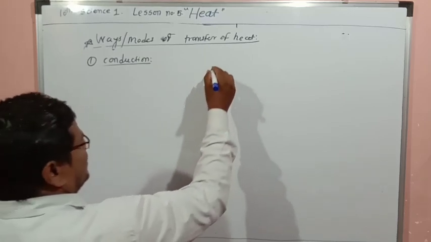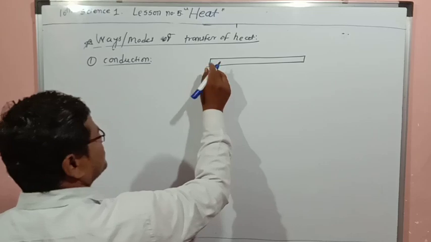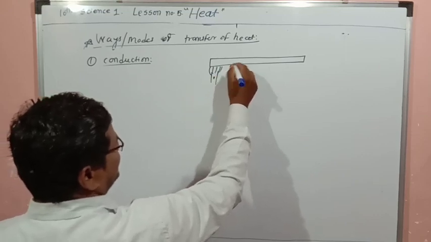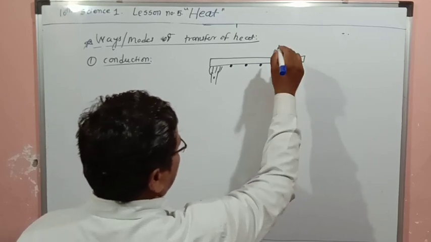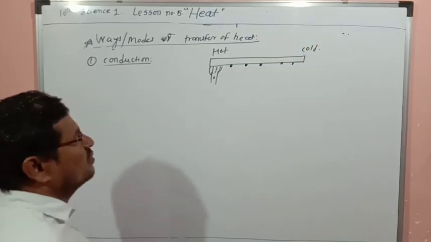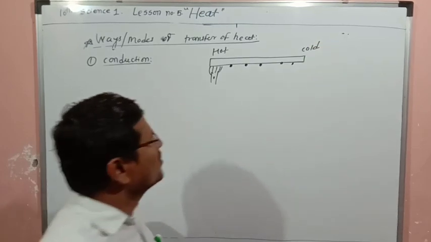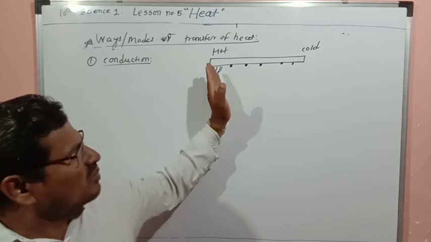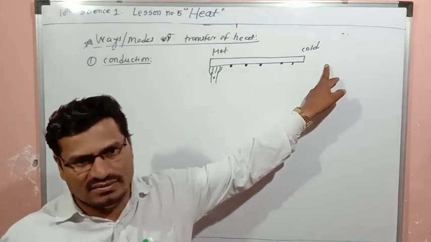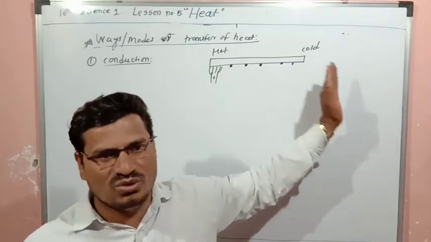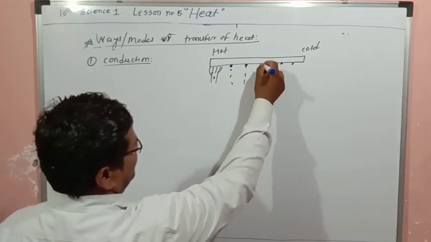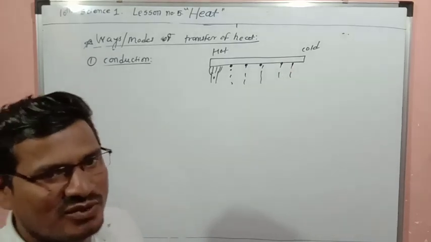With the help of an example, suppose you take one iron rod. On one end of that iron rod you heat it, and here you fix wax pieces. This is the hotter end and this is the colder end. If you heat one end, heat is transferred from the hot end to the cold end. The other end also gets heated. When the heat reaches here, this wax piece will fall down, then this one, then this one. Like this you can identify that there is a transfer of heat.